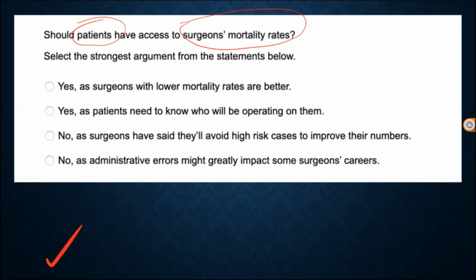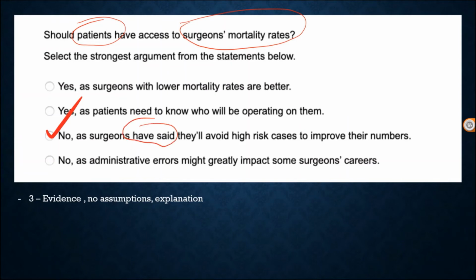So in this case, the third one is the best one. This is because it gives evidence. It says, as surgeons have said. Have said means there's no assumptions and this is evidence. And it also gives a valid explanation, to improve their numbers. That's why this is the best option.